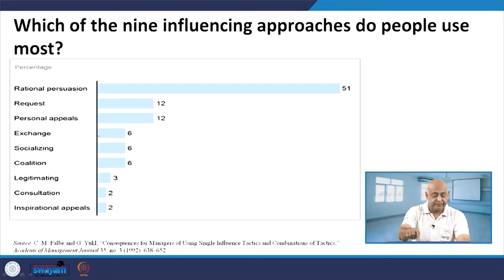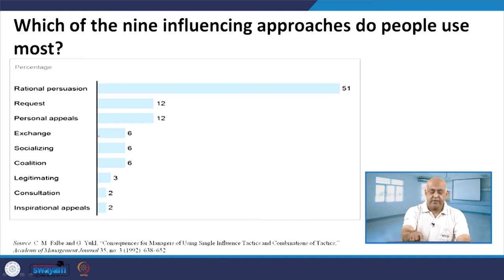In this particular study, you will find which of the 9 influencing approaches people use most. That is rational persuasion, which I mentioned in the beginning itself in the session. This is the most appropriate and proper method to influence others. Then the request is 12, personal appeals 12, exchange, socializing, coalition is 6, legitimating is 3, consultation is 2, and inspirational appeals were 2. Therefore, people are using inspirational appeals, the emotional appeals, the least, and they go more by rational persuasion.